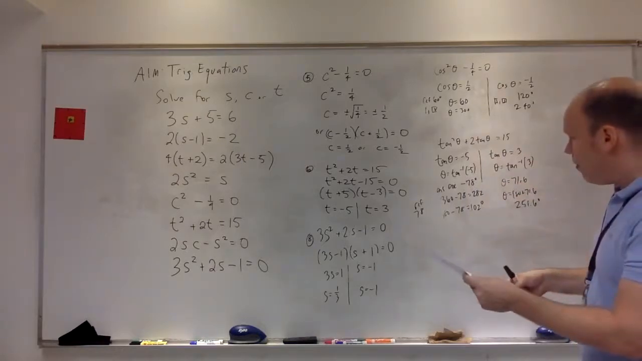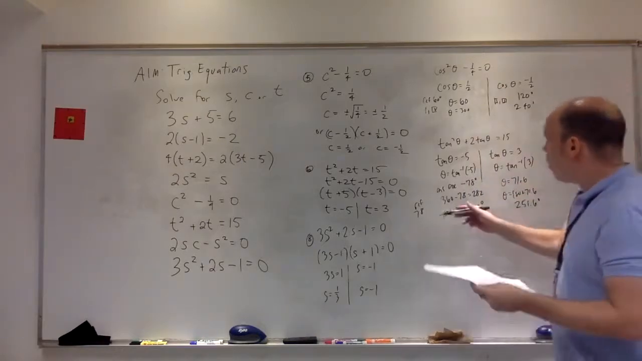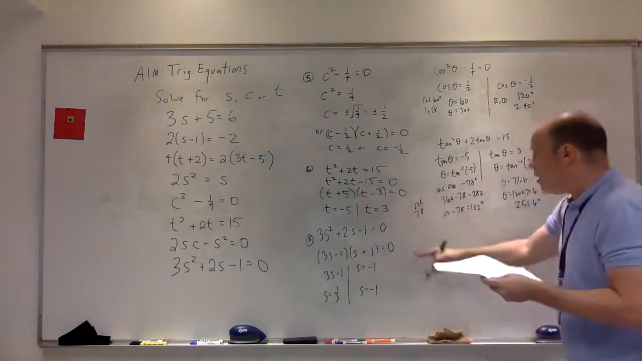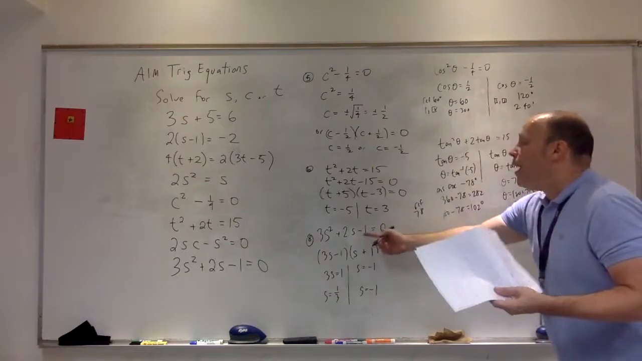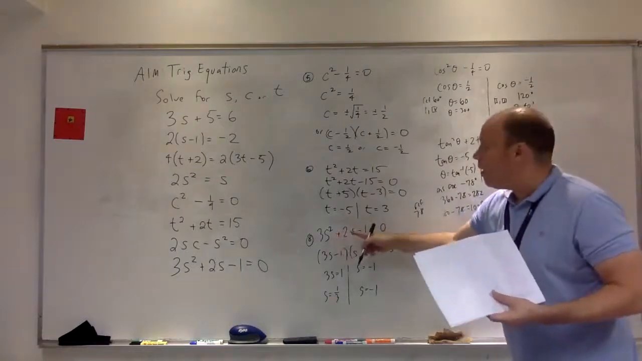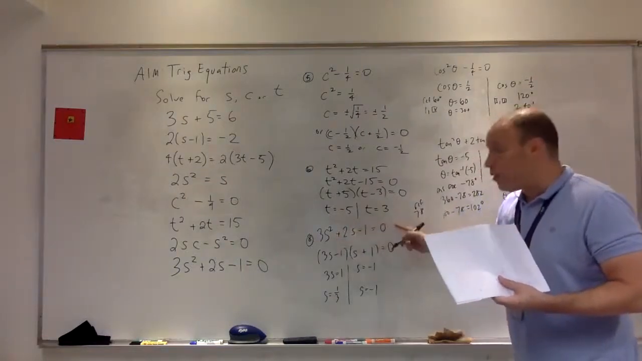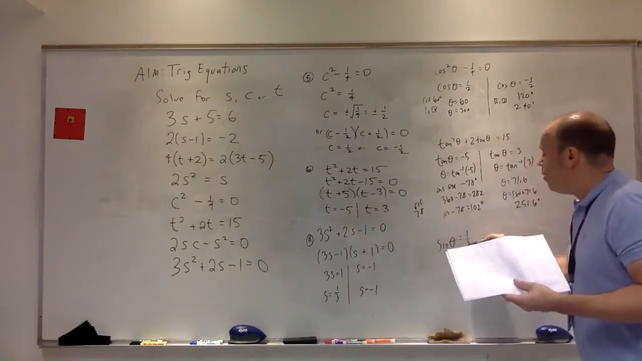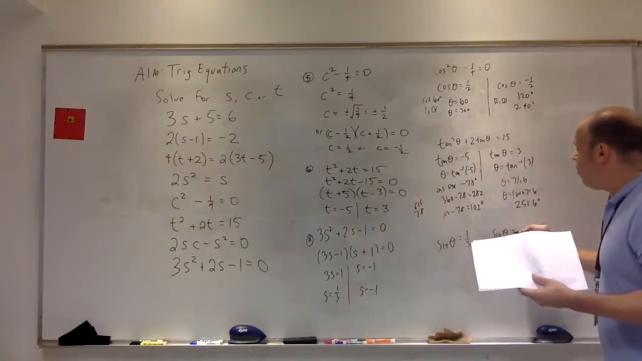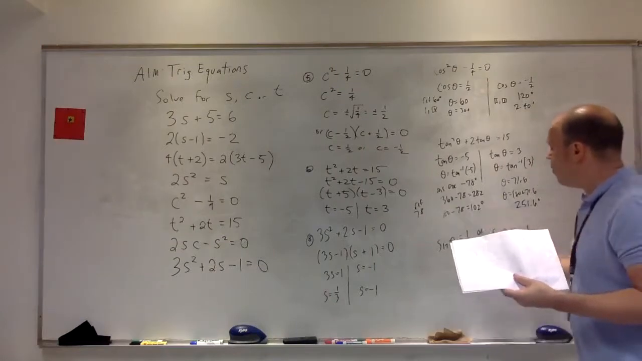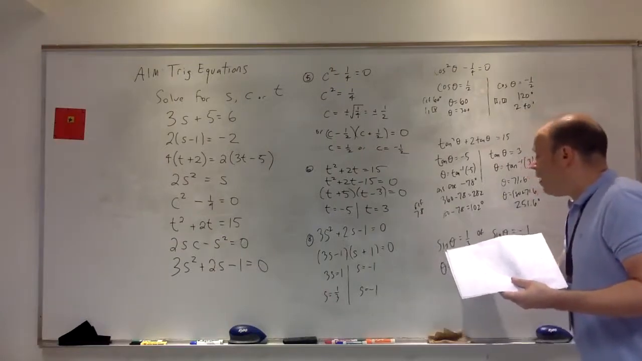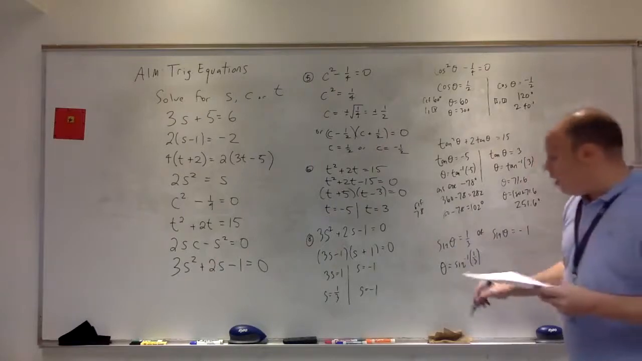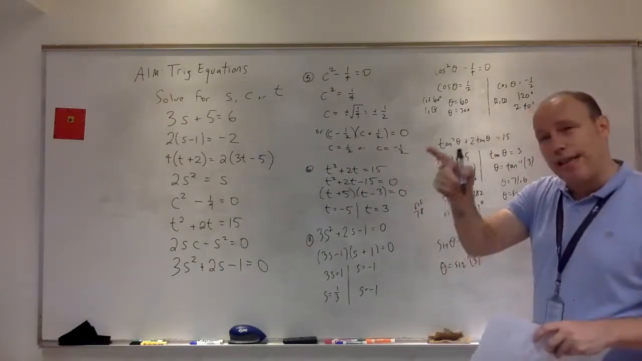Let's move on to the last one, number 8. I skipped number 7. I kind of need to go back. Number 8, same idea. It's 3 sine squared theta plus 2 sine theta minus 1 equals 0. Sine of theta equals a third. Sine of theta equals negative 1. It's an or. Theta equals the inverse sine of 1/3. Use your GDC. Sine is positive in the first and the second.